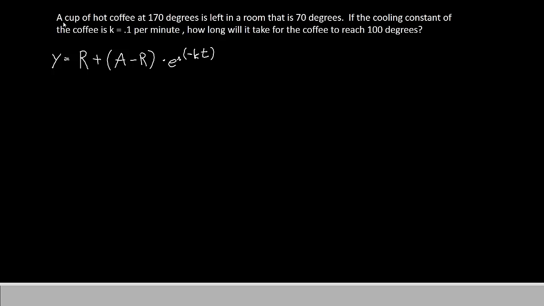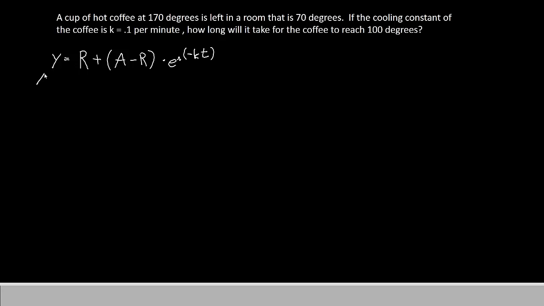Our problem says a cup of hot coffee at 170 degrees is left in a room that is 70 degrees. If the cooling constant of the coffee is k equals 0.1 per minute, how long will it take for the coffee to reach 100 degrees? I've started us off by writing Newton's law of cooling underneath, and I want to go through what each letter means, because right now it looks like just a random jumble of letters.